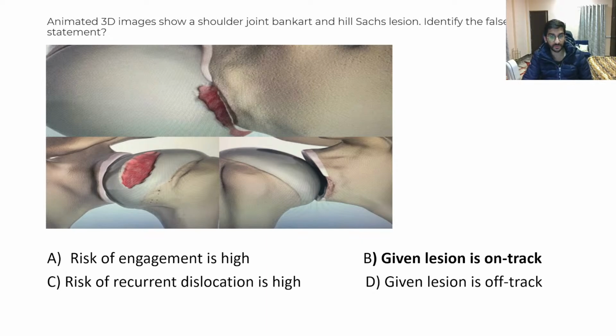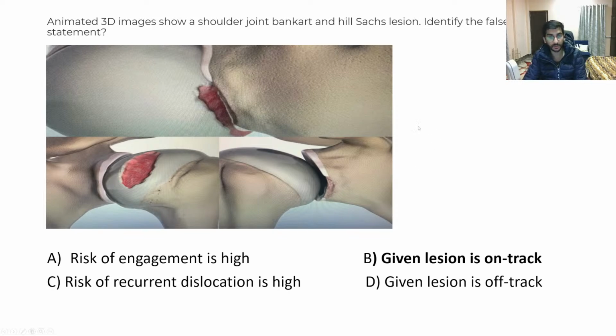and the significance of it, because you can guide the clinician regarding the treatment. If the lesion is off track, it is large, and you need to replace this defect with some bone. In the surgical procedure, they take the coracoid process and fill it in here, so that the risk of engagement and recurrent dislocation is reduced.